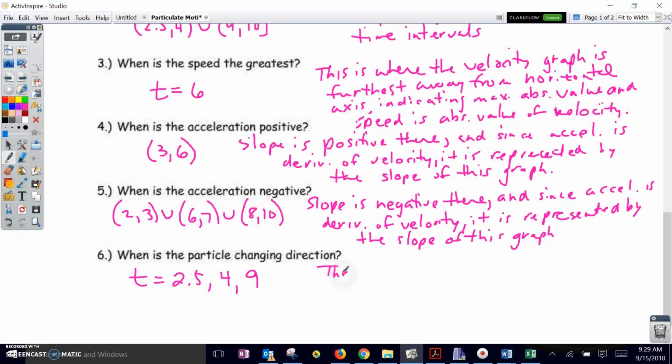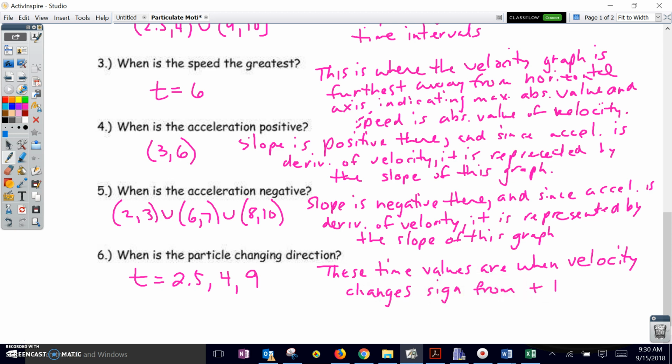These time values are when velocity changes sign, from positive to negative, or negative to positive, indicating a change in direction.